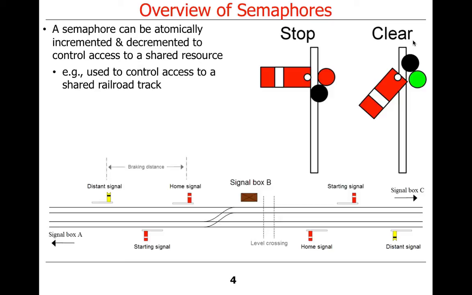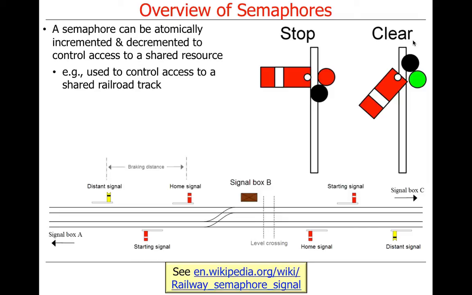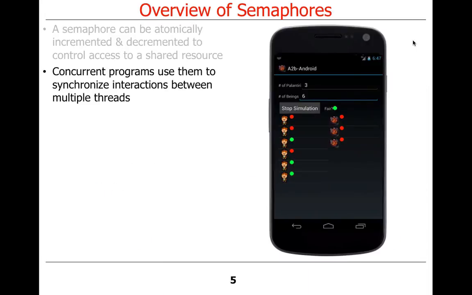If you ever ride on a metro system like the metro in DC, every once in a while the tracks get all screwed up, so they have to single track. They use semaphores to know if you have to stop or go. There's a whole discussion about railway semaphore signaling. So this is the original motivation for using semaphores. Concurrent programs use them to synchronize interactions between multiple threads.